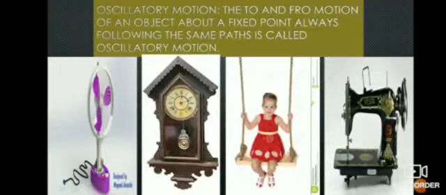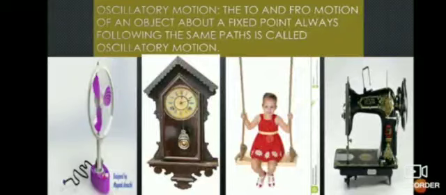Now, coming to the question, what similarity do you find in the motion of these objects? They are moving about a fixed point. Are the objects in motion following the same path again and again? Yes, they are following the same path again and again. Is the direction of motion constant? Yes.